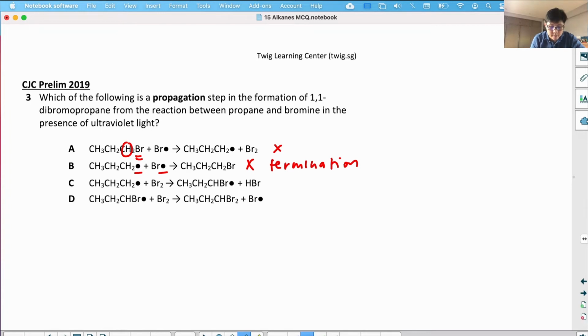Let's look at the third one. This is actually the second step of the propagation step. So what you actually will end up getting is not this. In fact, you end up getting CH3, CH2, CH2, Br plus Br radical. So you regenerate the radical. So that's why C is wrong. So the answer is actually D. In fact, this is the first step of the propagation step. So you kick out a hydrogen and replace it with a Br. So this is what you get. Then the Br radical is generated. So this answer is D.